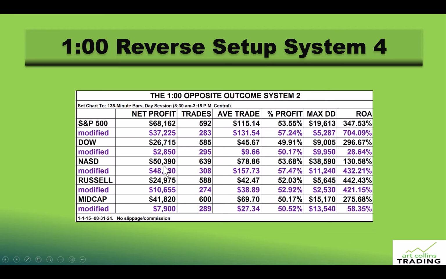NASDAQ, interestingly, even with the filter, your net profit doesn't drop that much. You can see that we're weeding out trades, about half of them. But admittedly, this turned out to be more of a lateral move than I was hoping, because you do worse in the Dow with the filter, and you do worse in the mid cap, and the Russell is basically a break even. So, not sure what I'm getting here.